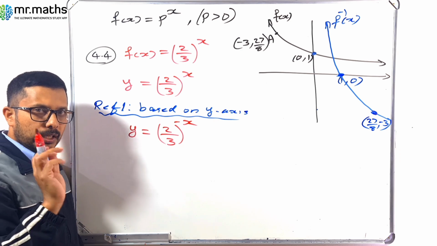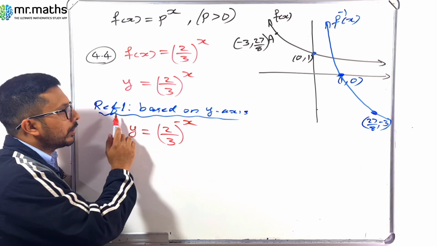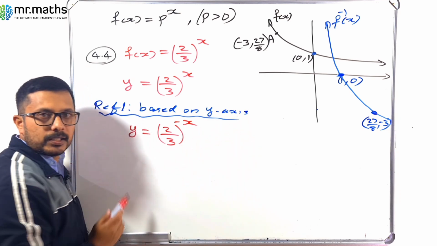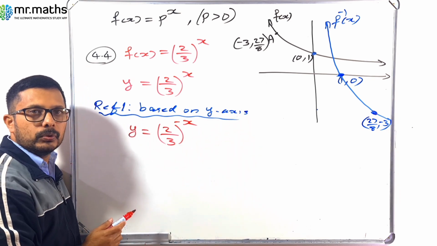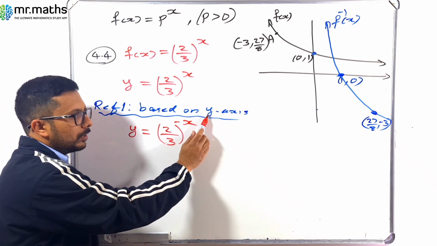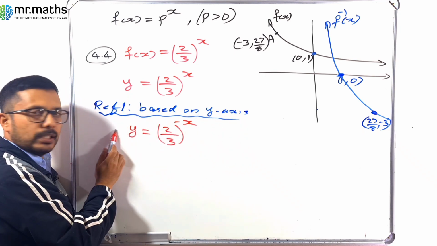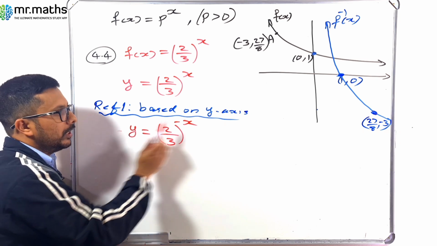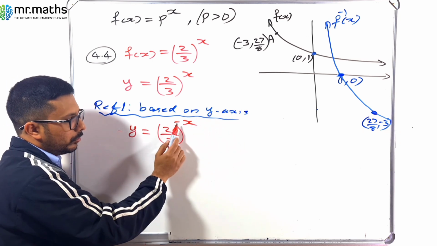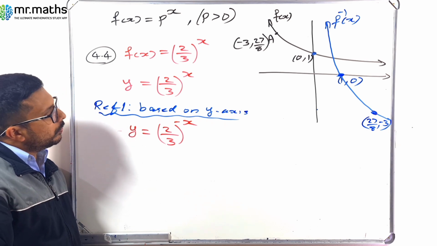So let's note this one also, that is not a part of this question. In case the reflection is based on the x-axis, what you are supposed to do? You have to change the sign of y. If the question is reflection based on the x-axis, you have to write y as negative y. But here in our question it is the y-axis, so you change the sign of x as minus x.